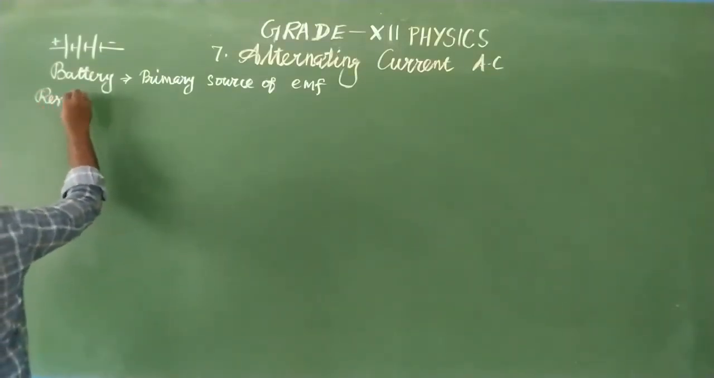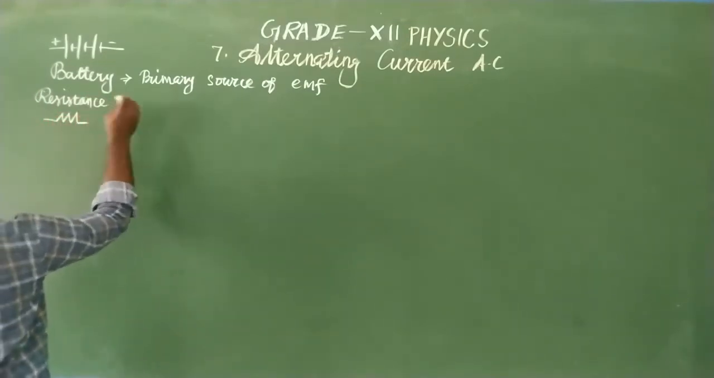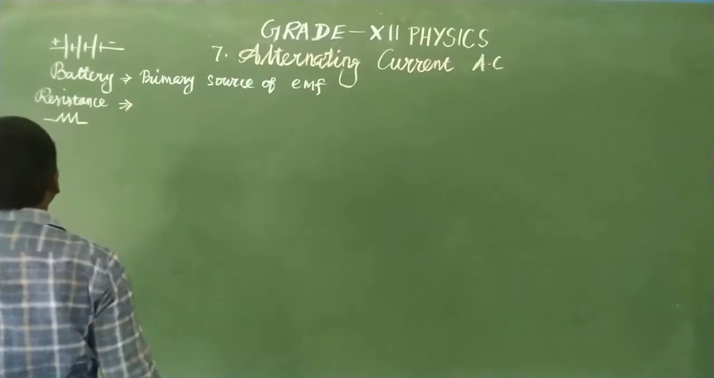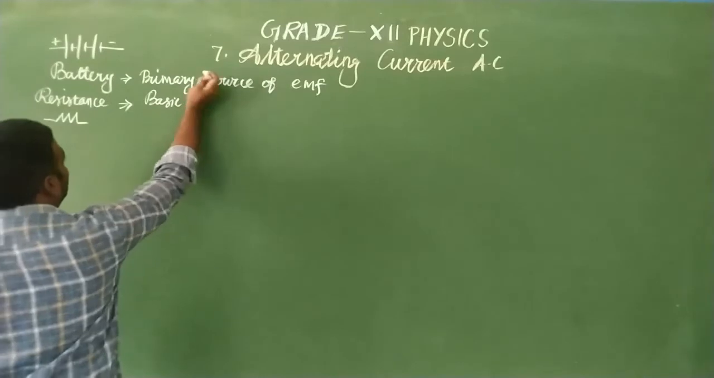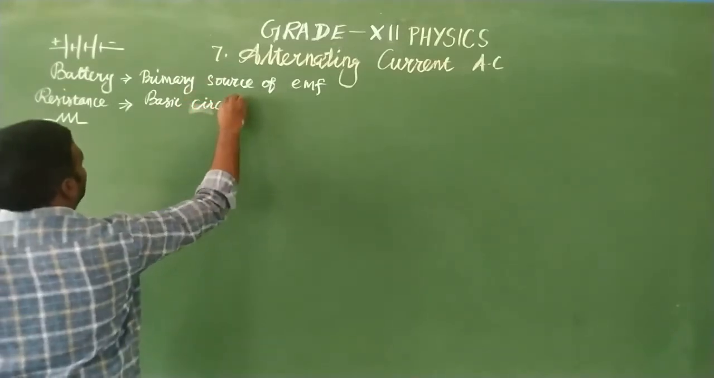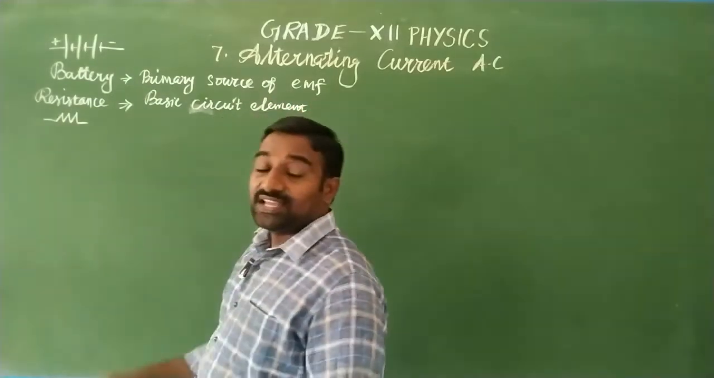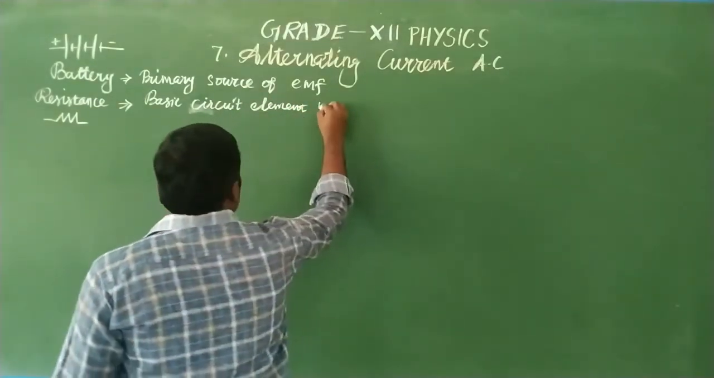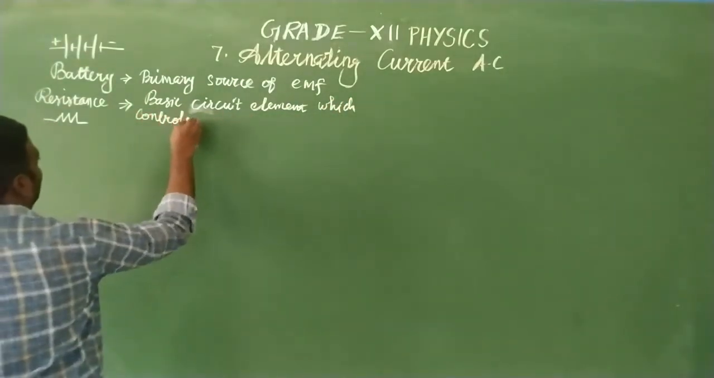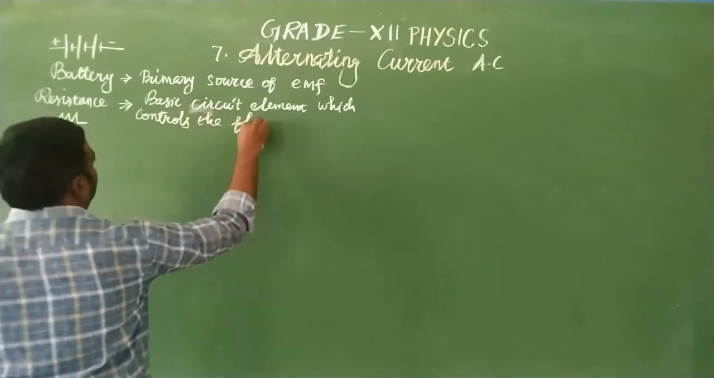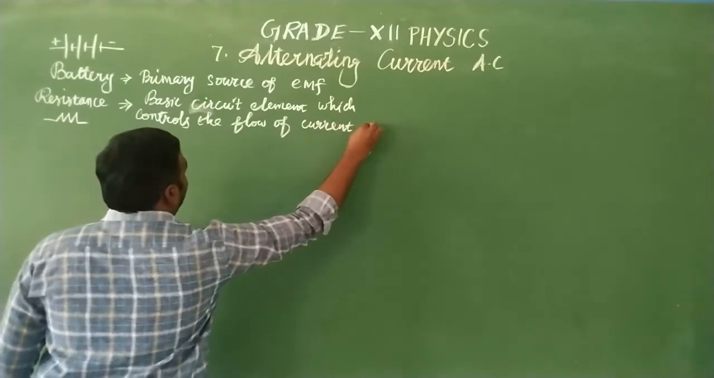The resistance, or resistor. This is a resistor and this is the resistance. So what is a resistance? The resistance is a basic circuit element. What is the role of the resistance? It controls the flow of current I.